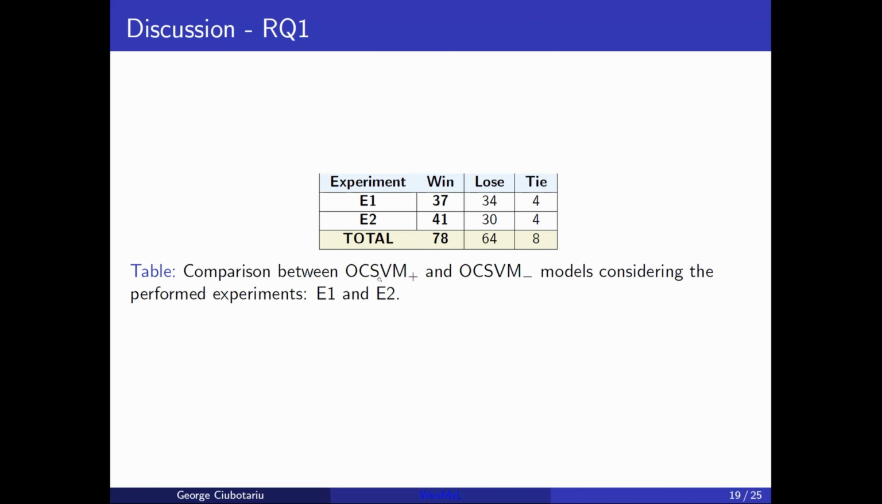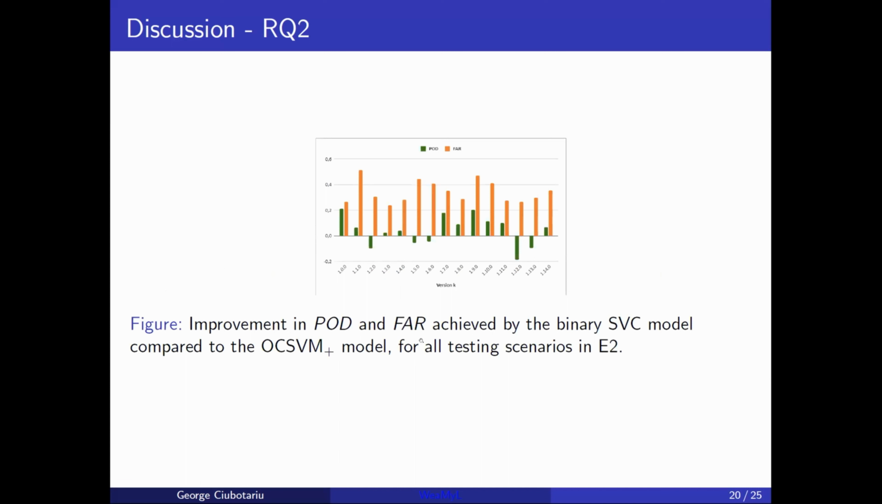Another advantage is that the first model is trained faster than the second and on less data, as it's trained only on defects. And mostly this is our answer to research question 1 regarding the comparative performance of the two one class SVM models. And for the second question regarding the performance of one class SVM compared to the binary SVM, we see here, as we discussed, the POD and FAR metrics.